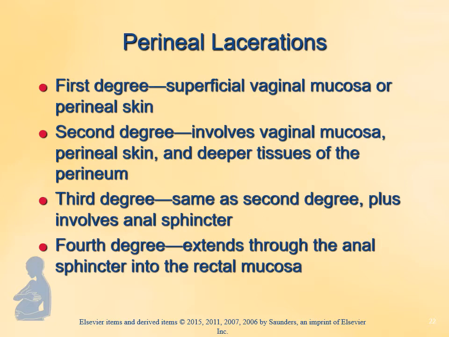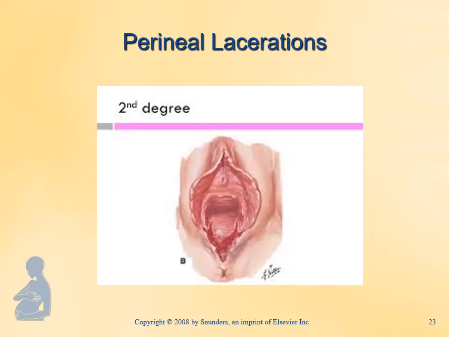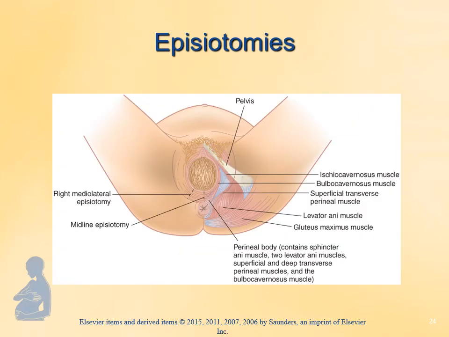Third degree would be similar to the second degree, but it extends towards the anal sphincter. And then the fourth degree would be when it extends through the anal sphincter into the rectal mucosa. That is a very difficult recovery if the patient has a fourth degree. So this is very common. What it looks like here, you can see where it's torn, but not to the extent of the anal sphincter. So this would be your second degree, very common.